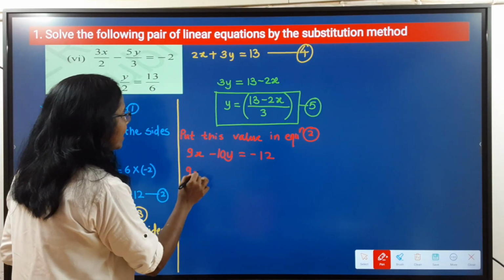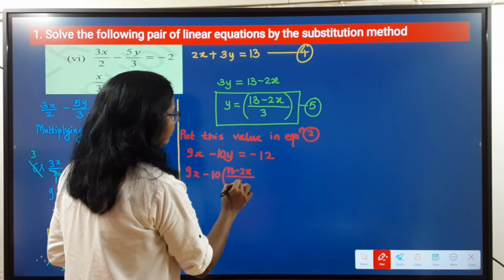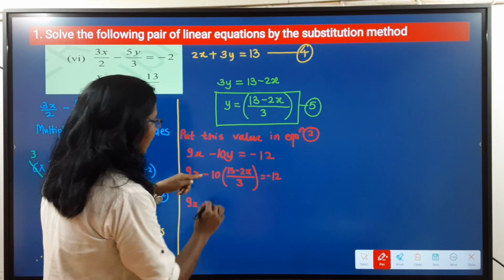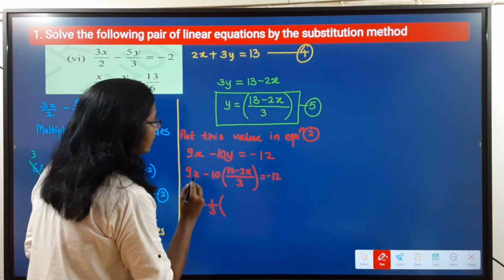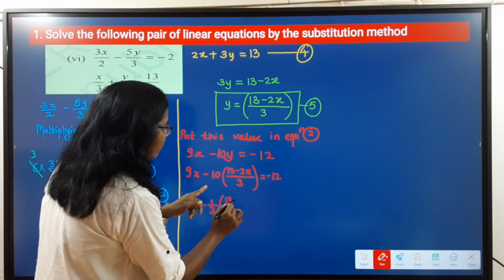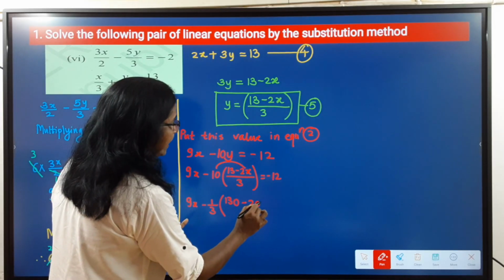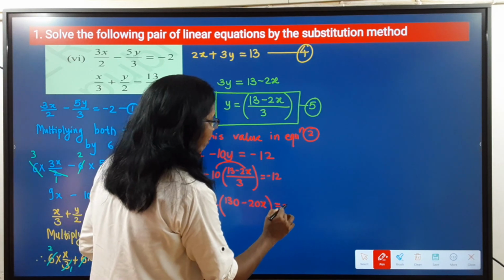Then 9x minus 10 multiplied by (13 minus 2x) upon 3, which is equal to minus 12. So that means 9x minus, taking the 1 upon 3 outside, 10 multiplied by 13, that means 130, minus 10 multiplied by 2x, that means 20x. And it is equal to minus 12.